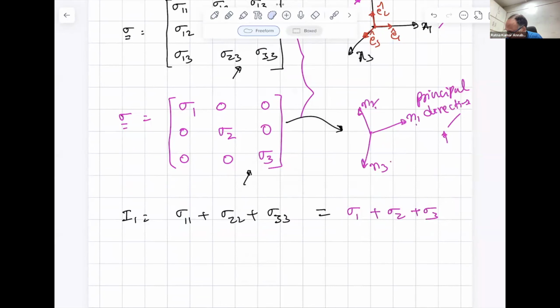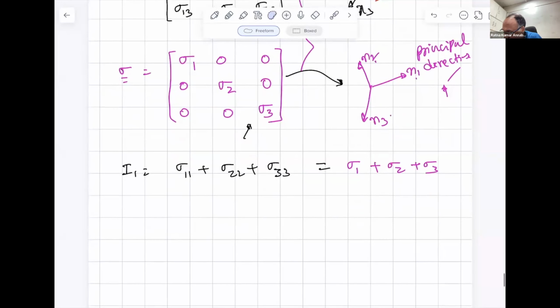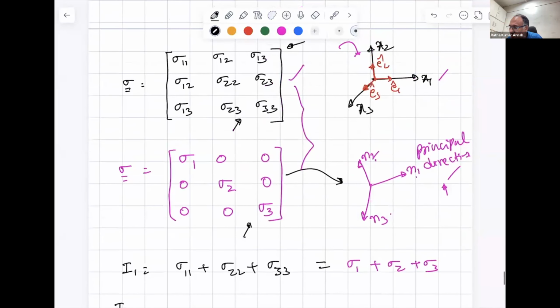Is that clear? Yes, sir. Now I2. Let me write I2. What is I2 now? Can you tell me I2 with respect to the first coordinate system?